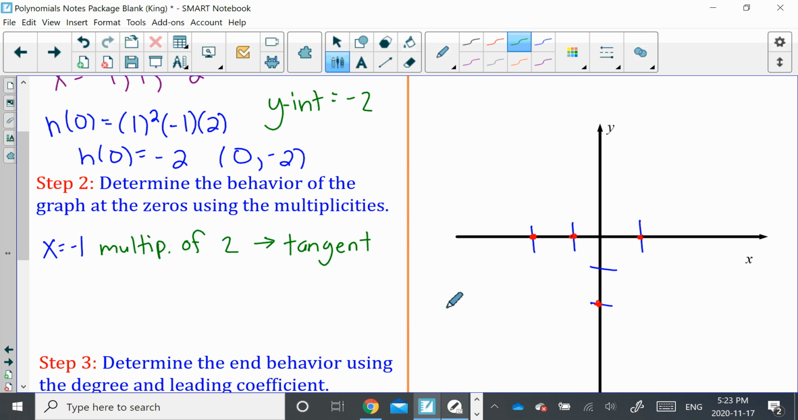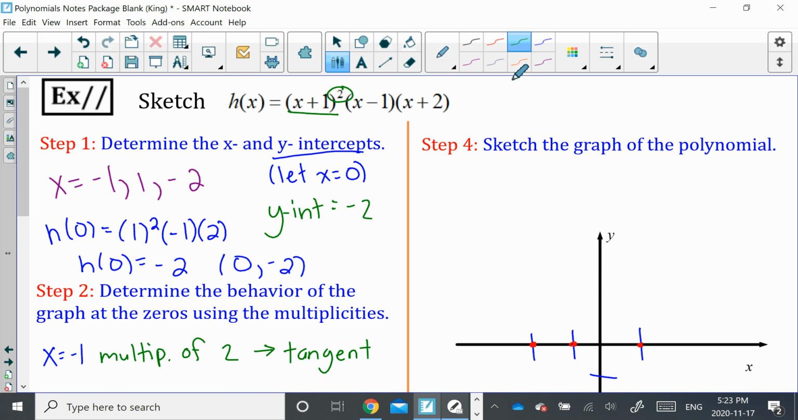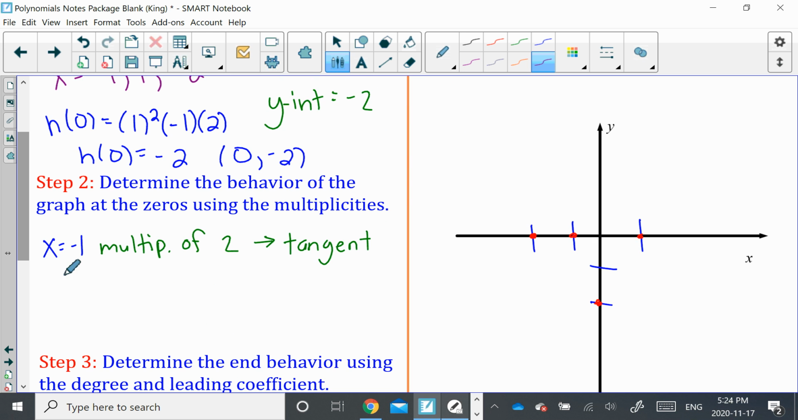So it's going to approach -1, touch it, but not cross it. That's what the word tangent means. Okay, the next zero was right here as a zero of 1. So this zero here has a multiplicity of 1. So x is equal to 1 has a multiplicity of 1. And remember, when you have a multiplicity of 1, what happens is your graph cuts through that zero. So it cuts through it.